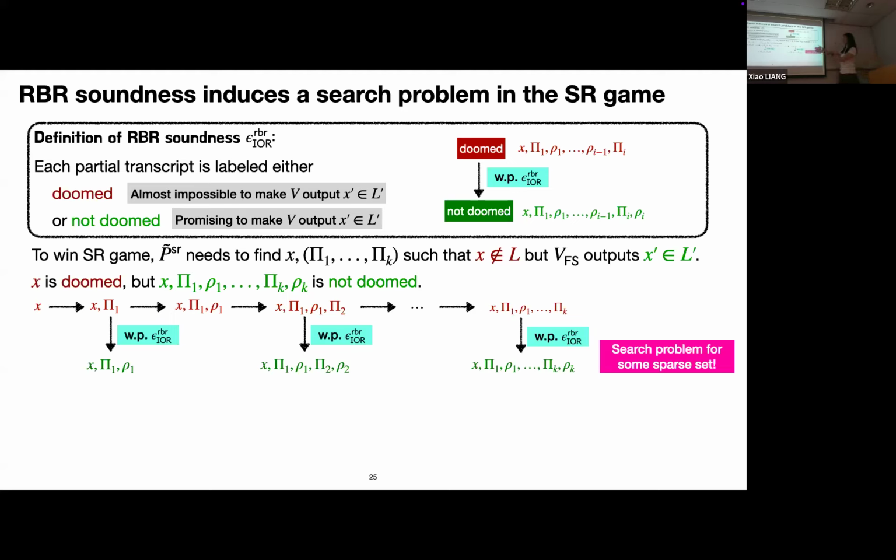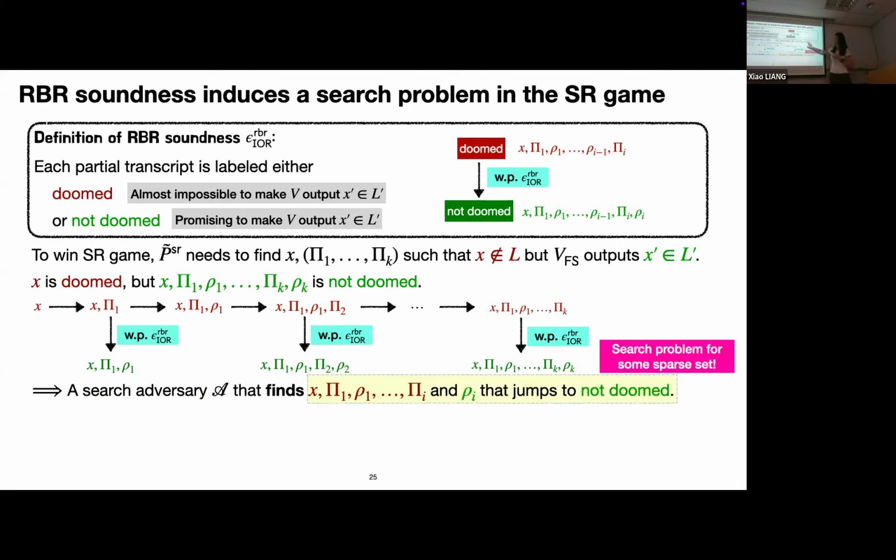Notice that this looks very much like a search problem for some sparse set. So it looks like in order to win the SR game, the prover will need to find some transcript that jumps from doomed to not doomed. And this is going to be sparse, which is guaranteed by the round-by-round soundness.